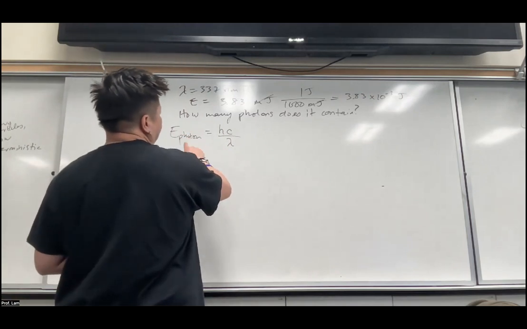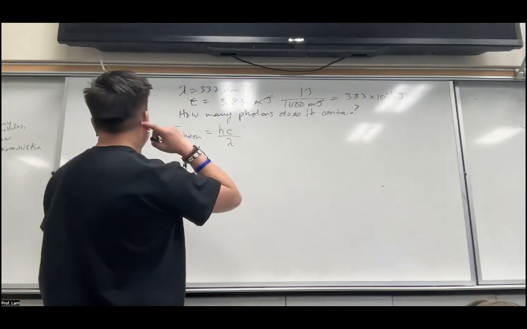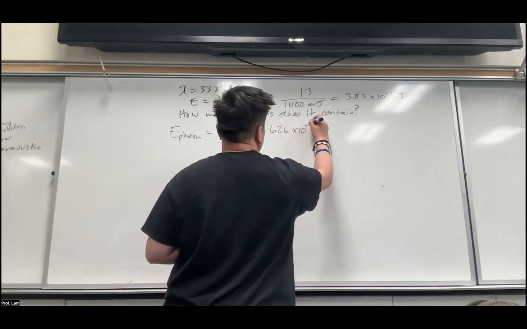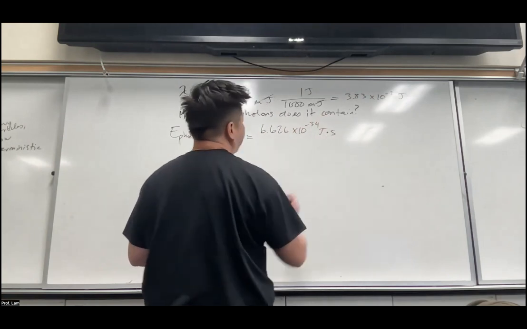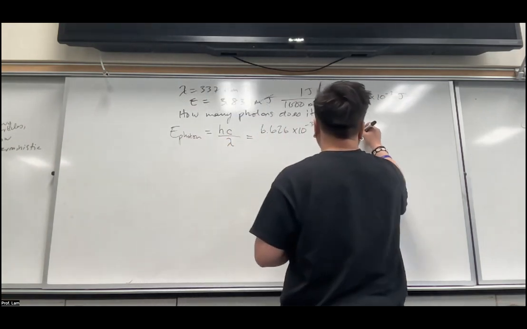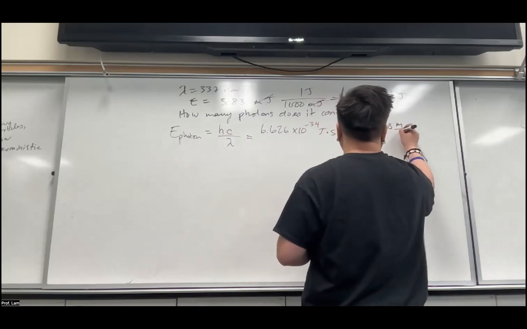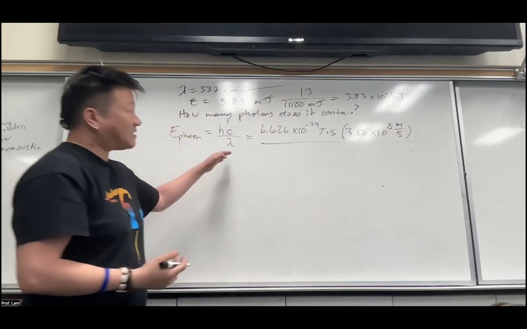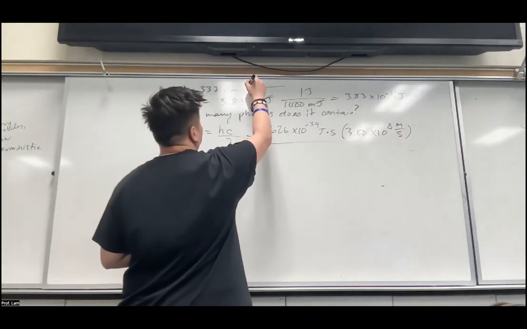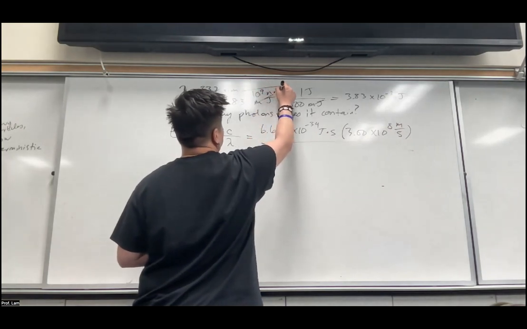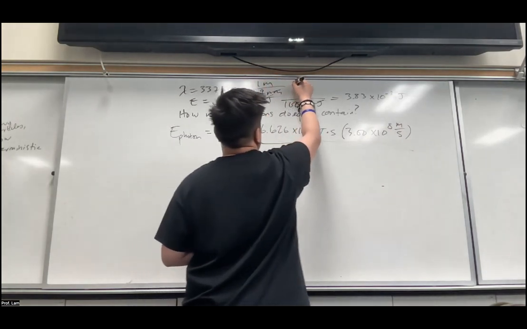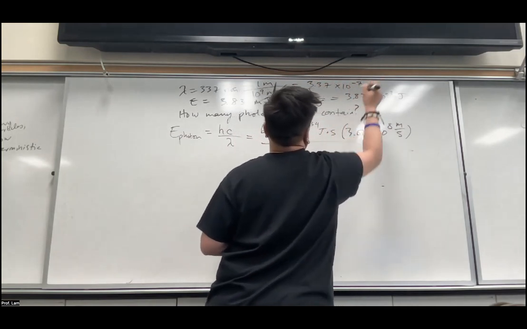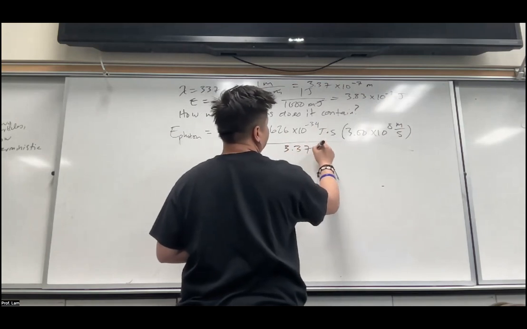Then we need to figure out what the energy of just one photon is. So we can plug it in. H is 6.626 times 10 to the negative 34 joules times second, times the speed of light, 3.00 times 10 to the 8 meters per second, divided by lambda. Lambda is in nanometers, so we need to get it to meters: 10 to the 9 nanometers on the bottom, 1 meter on top. That gives us 3.37 times 10 to the minus 7 meters. So I'll plug that in down here.